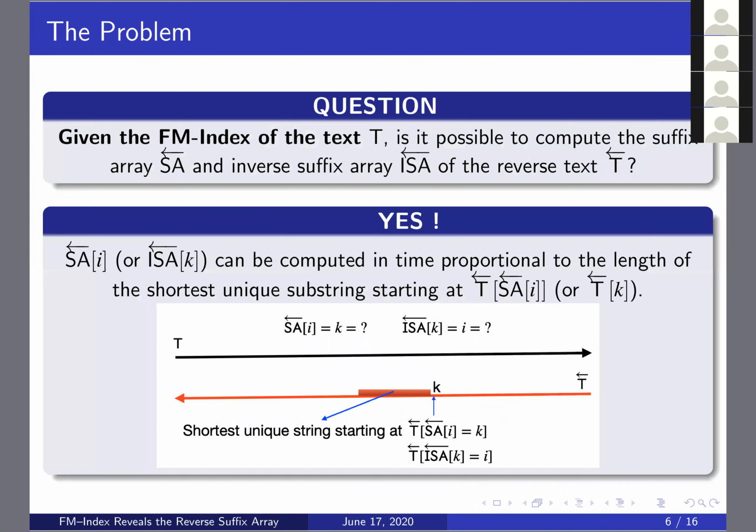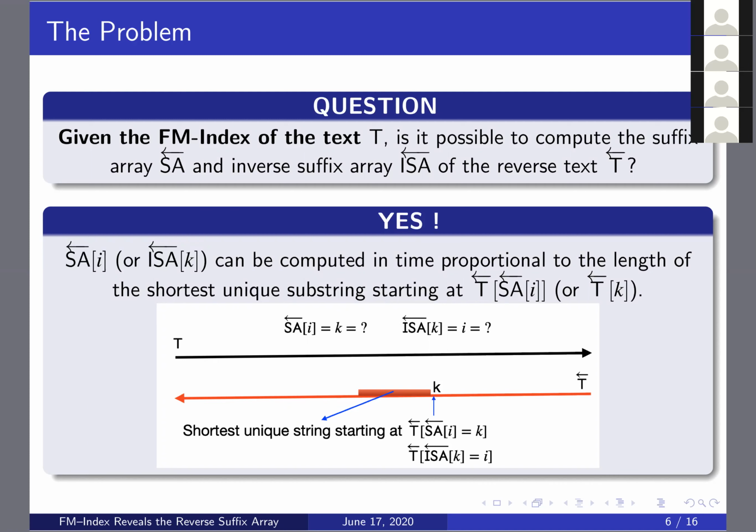In this study, what we consider is that there is a text and there is an FM index constructed over this text. What we would like to do is find the values of the suffix array and also the inverse suffix array values of the reverse text. Is it possible to do it without using any additional space, just using the forward elements? And we answered this question positively within this study.